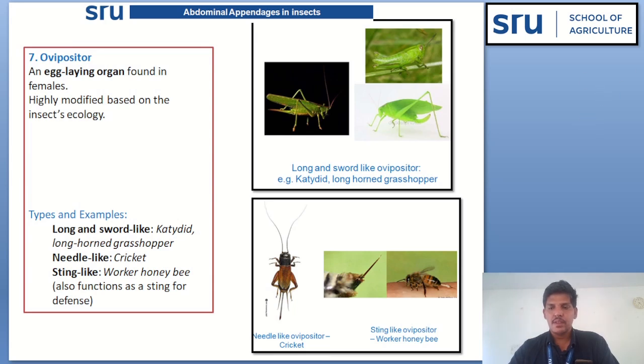Ovipositor, an egg-laying organ found in female insects, is the ovipositor. This is highly modified based on the insect's ecology. We can see long and sword-like ovipositor in katydid and in long-horned grasshopper. Needle-like ovipositor is seen in cricket. Sting-like ovipositor is there in honeybees. It also functions as a sting for defense.